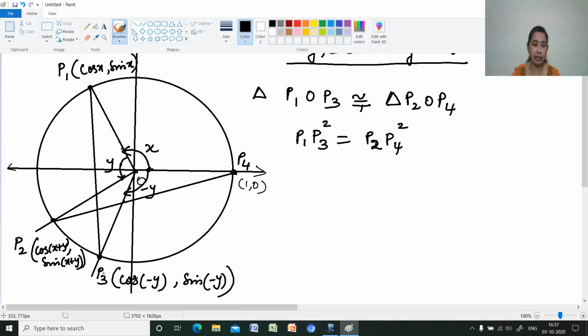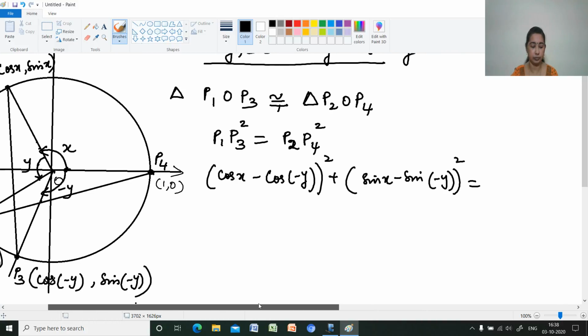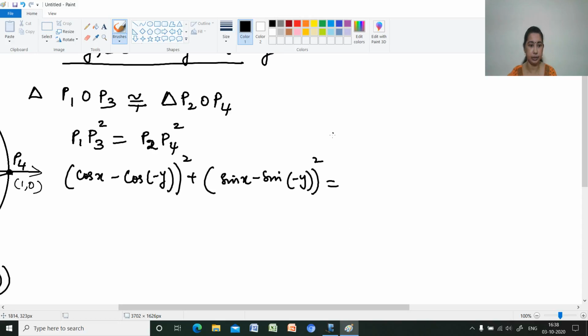Now what is P1 P3? How to find out the distance? That is x1 minus x2 whole square plus y1 minus y2 whole square, that is cos x minus cos of minus y whole square, plus sin x minus sin of minus y whole square, is equal to, what about the other side?